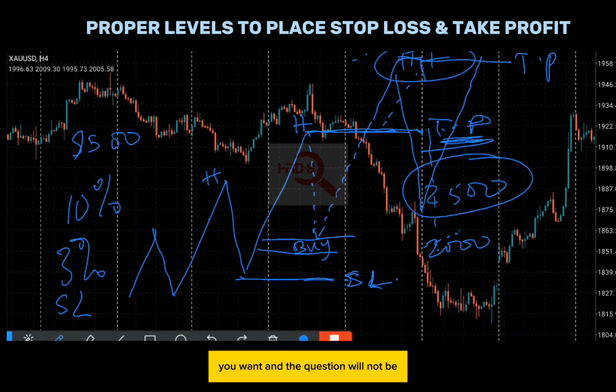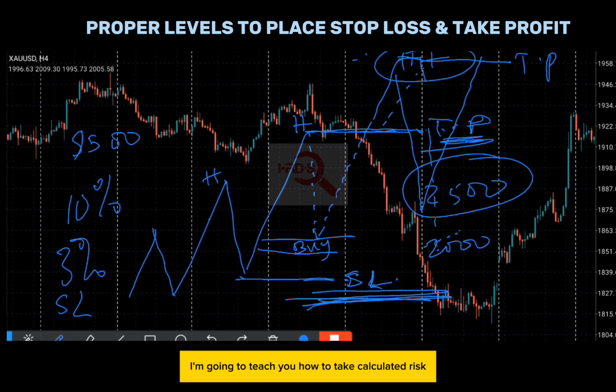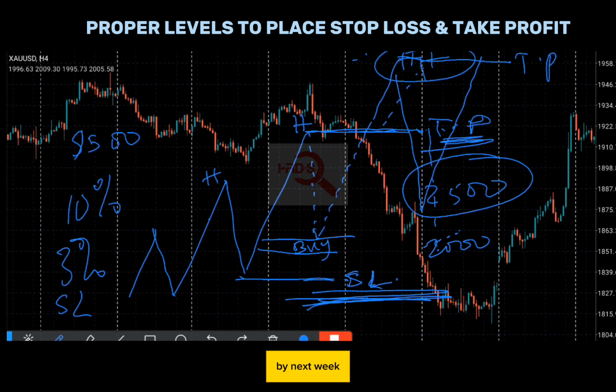And the question will now be, why do people blow their capital in the Forex market? Why do people lose money? You now know. Number one, they trade without SL. They don't put SL. Number two, they do not take calculated risk. I'm going to teach you how to take calculated risk by next week.